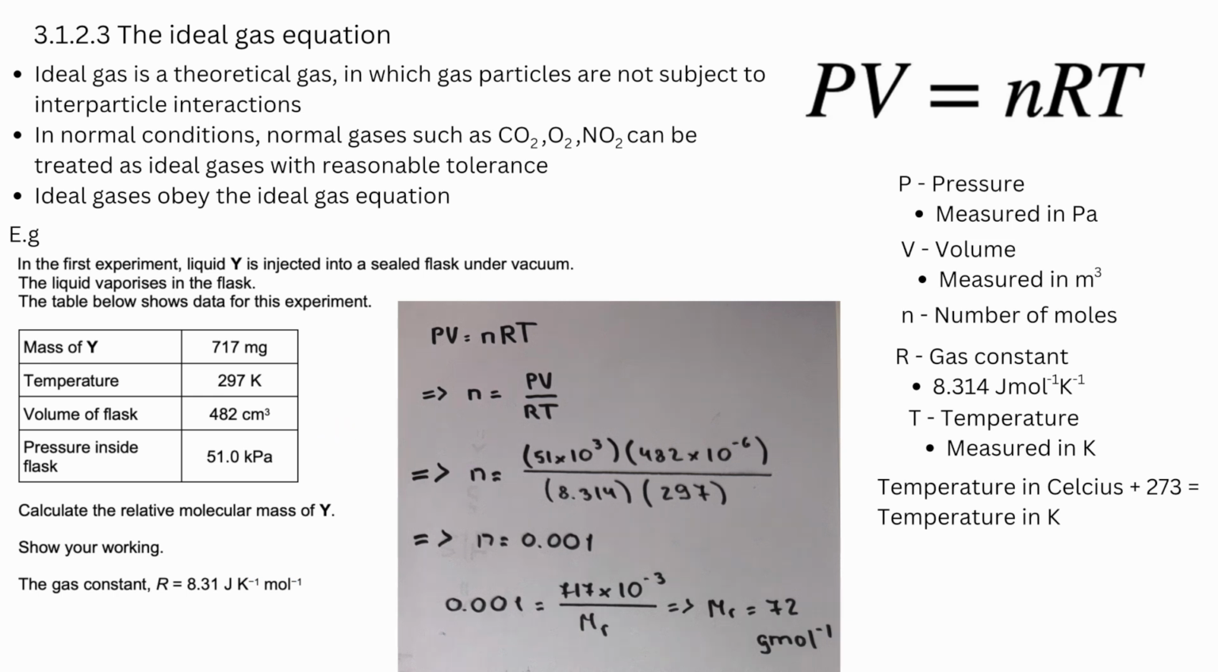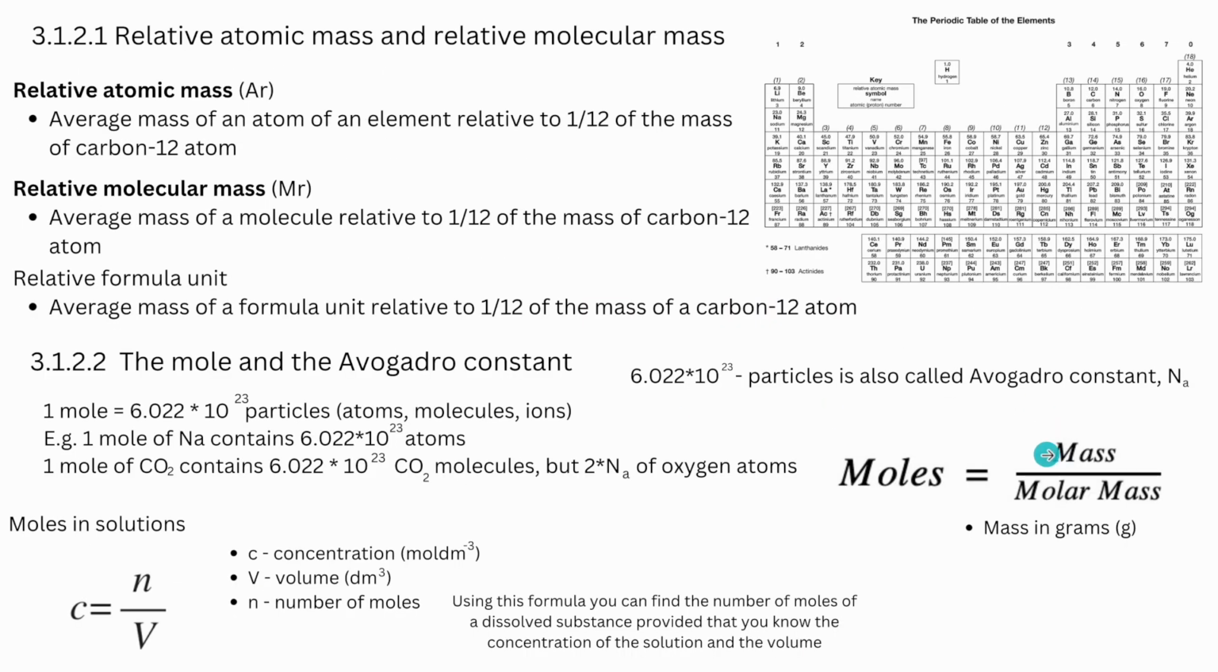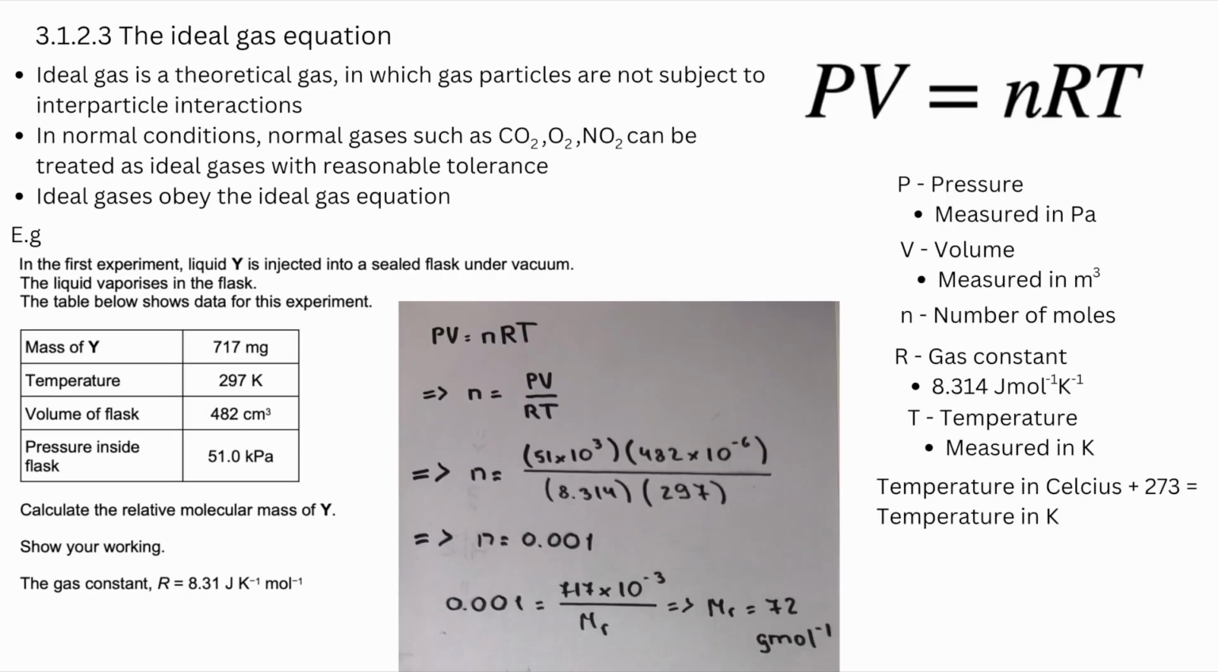So straight away, we are told that the liquid vaporizes in the flask, so we can use the ideal gas law. In order to calculate the molar mass, we can calculate the number of moles of Y using the ideal gas law equation. And since we already know the mass of Y, we can use this to calculate the molar mass of Y. Let's look at the data provided.